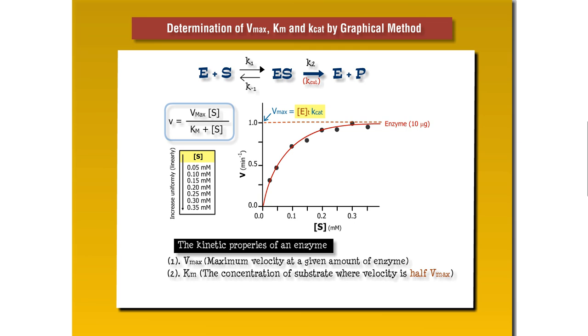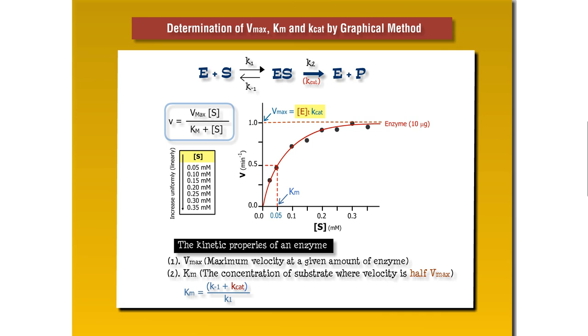Next, let us examine how Km can be obtained from this plot. Km is defined as the substrate concentration at which the reaction velocity equals half of Vmax. Thus, a Km value of 0.05 millimolar can be obtained from this plot. Km is equal to the sum of K minus 1 and kcat divided by K1. For a catalytically sluggish enzyme, kcat is relatively small compared to K minus 1 and can therefore be ignored.